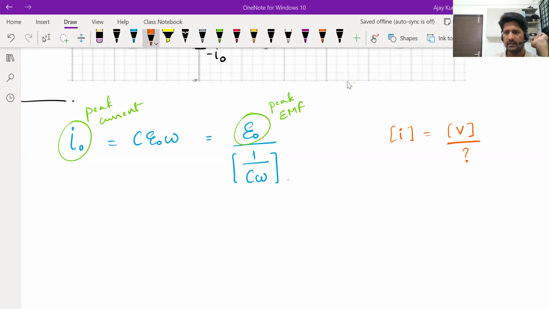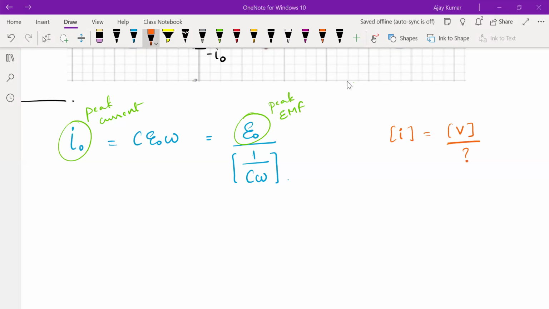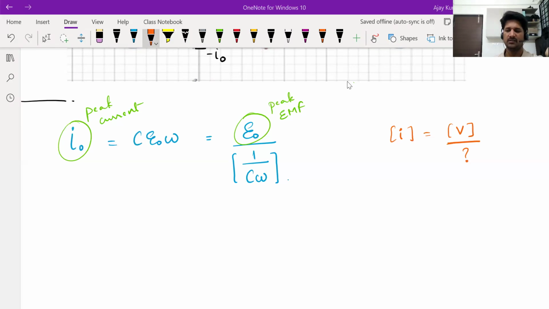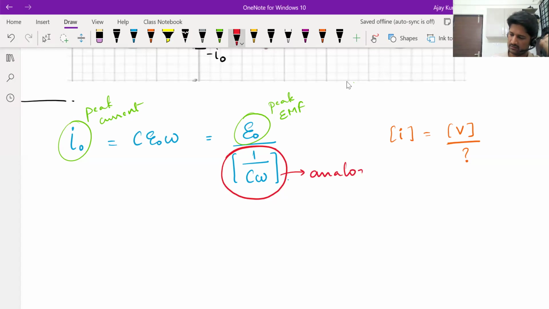Dimensionally, current is voltage divided by which quantity? Tell Ohm's law. I is equal to? V by R. Then it should be voltage divided by a resistance. But look at what we have here. Instead of resistance, we have some other term here, 1 by C omega. So technically, this must be acting like a resistance, or this is analogous to a resistance.